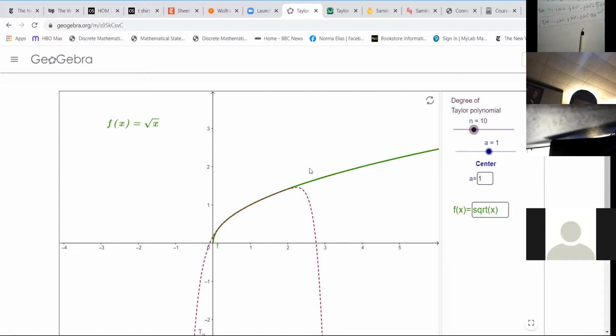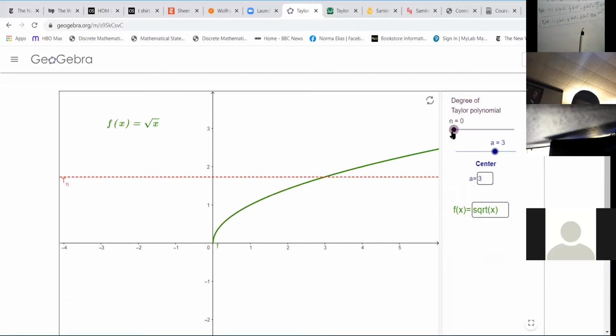So after that, if I want to approximate the square root of x near 3, for example, I should take a equal to 3. So if I want to approximate it near 3, I take basically, this is the tangent at 3. No, this is the tangent at 3. I was skipping one, this one.